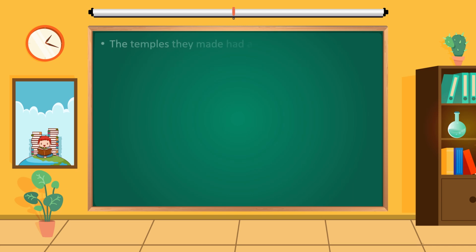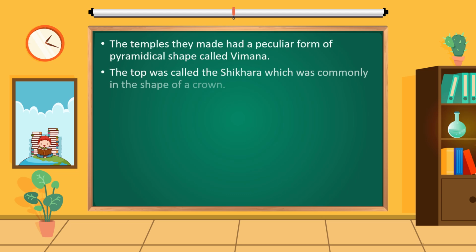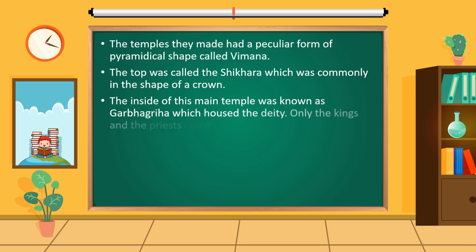The temples they made had a peculiar form of pyramidical shape called vimana. The top was called the shikara, which was commonly in the shape of a crown. The inside of this main temple was known as Garbhagriha, which housed the deity. Only the kings and the priests could enter this area.